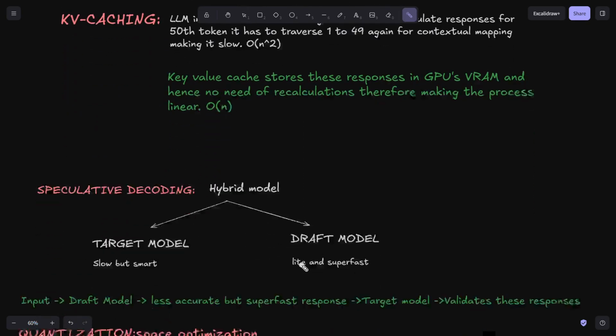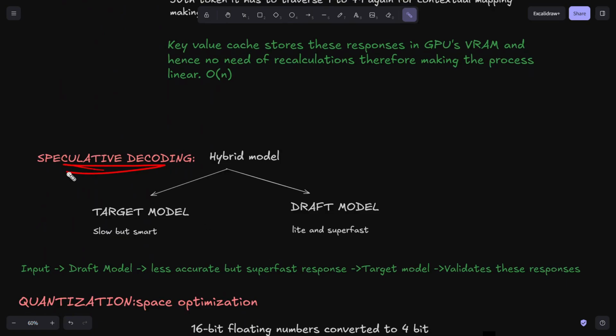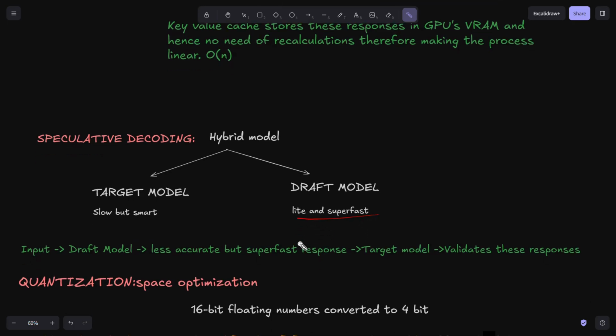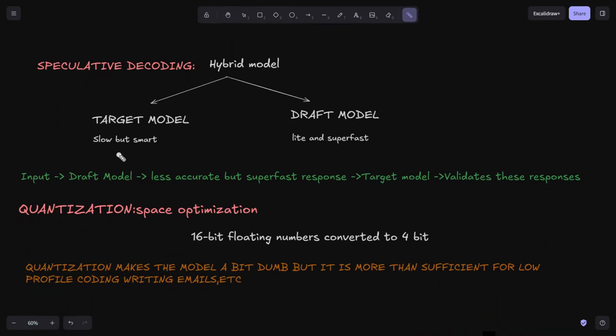Then there's speculative decoding. Imagine two models working together. You have a target model, the big, smart, slow one, and a draft model, a tiny, lightning-fast one. The tiny model quickly guesses the next 10 tokens. It's 10 times faster, but often wrong. Then, the big model looks at all 10 guesses in one single parallel pass. If the big model agrees with the first 4 tokens but hates the 5th, it keeps the 4, corrects the 5th, and throws away the rest. You get the brilliance of the giant model at a fraction of the time.